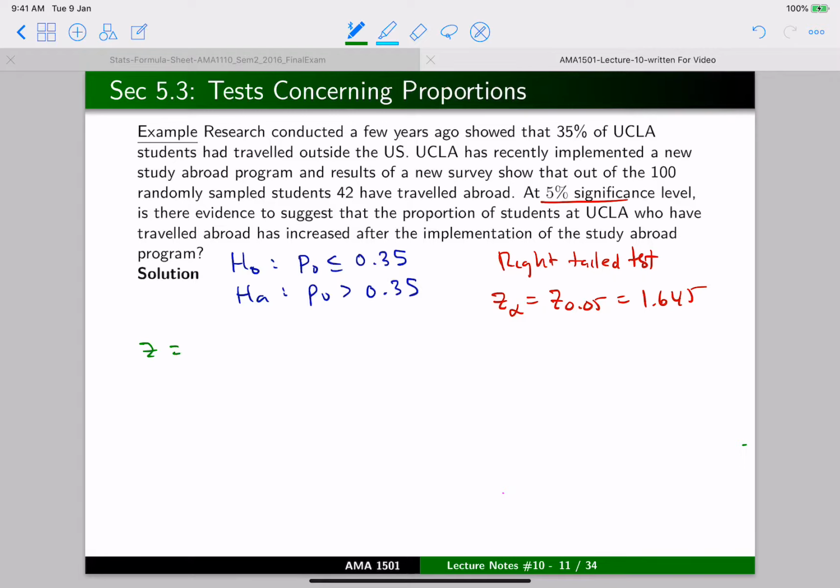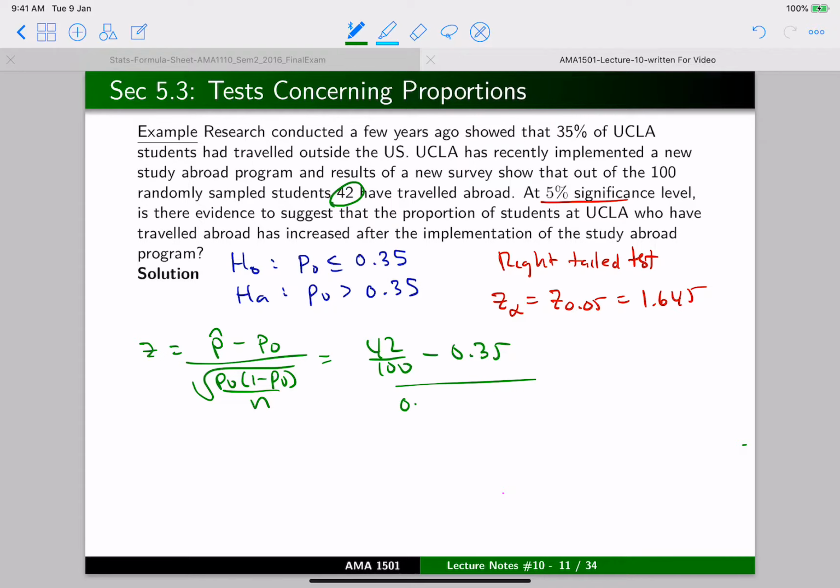Now let's calculate our test statistic. Remember, it's the sample proportion minus the population proportion, divided by the square root of p naught times 1 minus p naught divided by n. In this case, we have 42 out of 100 who traveled abroad, minus 35%, divided by the square root of 0.35 times 0.65 divided by the number of students sampled, which is 100. We put that into our calculator and we get 1.47. Note that 1.47 is less than 1.645.